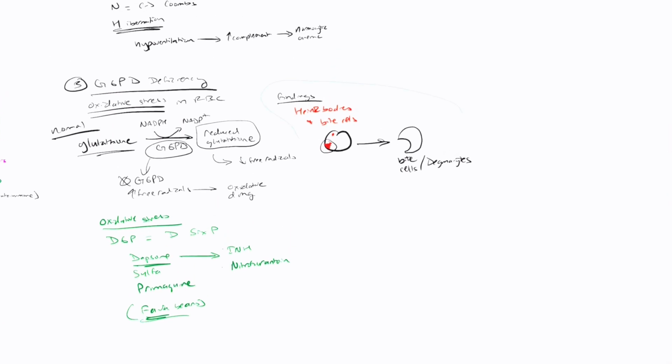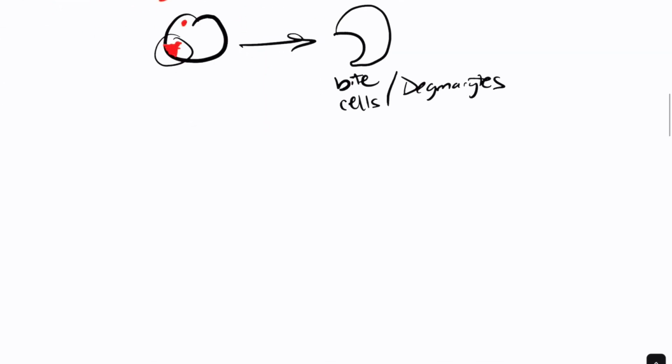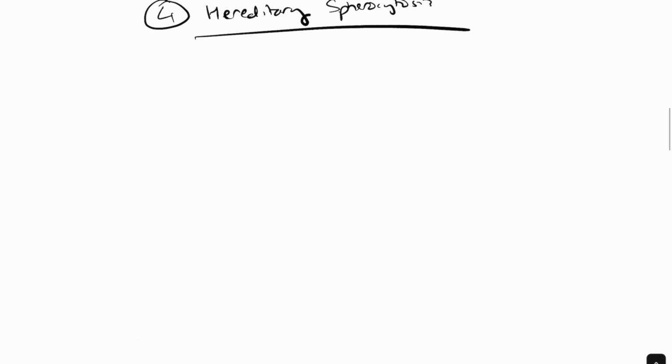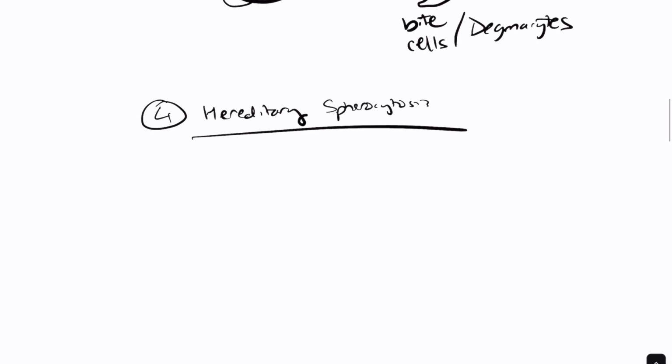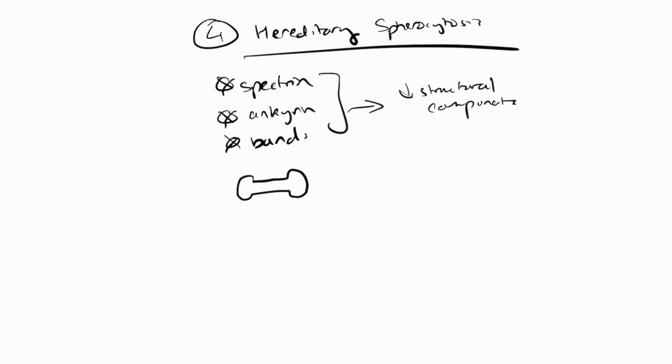All right, I'm going to move this down here. All right, let's go over here. Cool. So then the fourth one is going to be hereditary spherocytosis. In this one, there's going to be a deficiency in one of the structural proteins found within red blood cells. So we're talking about spectrin, ankyrin, I think that's how you say it, and the bands. Because you lack the structural components in the cytoskeleton, your red blood cells kind of look like this, right?